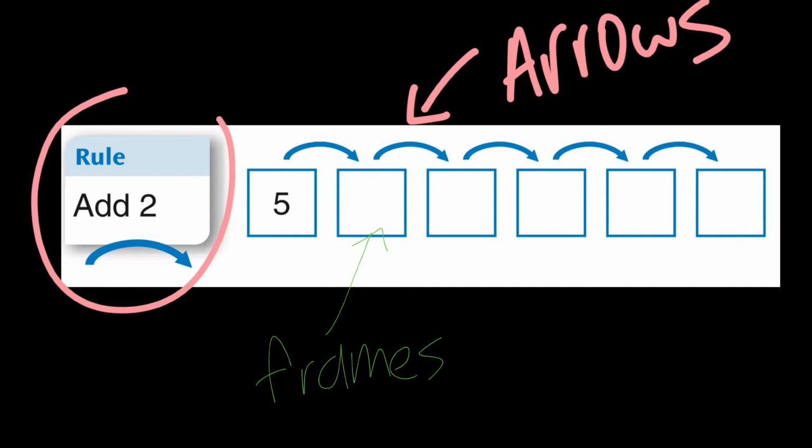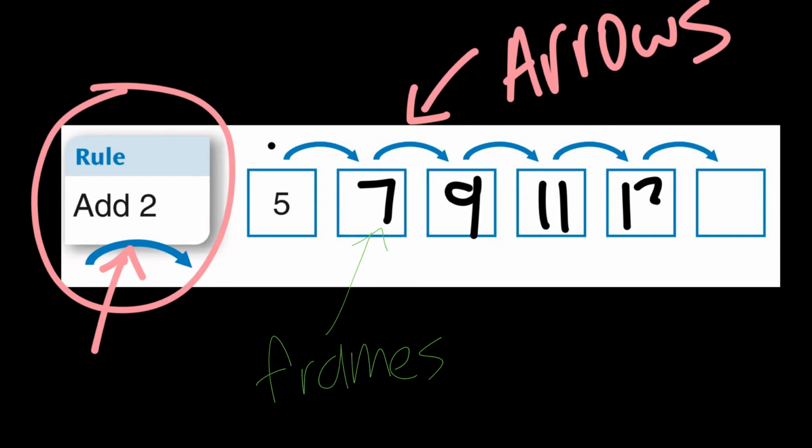Then the most important part is I have a rule. So my rule is every time I see one of these arrows, I have to apply my rule. In this case, my rule is to add 2. So I'm going to start at 5, and then when I move on this arrow over here, I'm going to add 2. So 5 plus 2 is 7. And I'm going to keep going. 2 more is 9. 9, 2 more is 11. 2 more, 13, 2 more, 15. I'm all done.